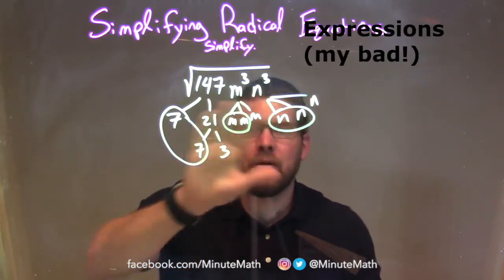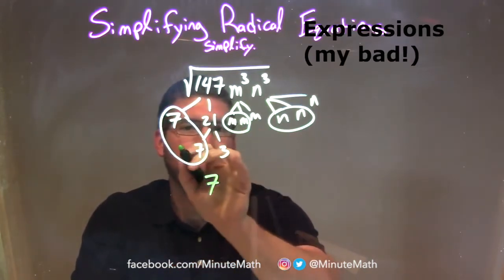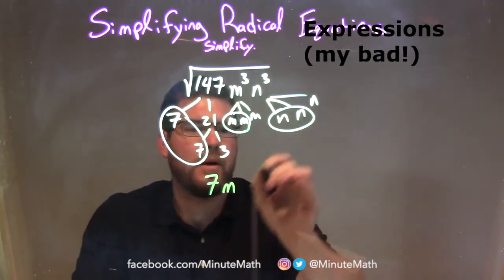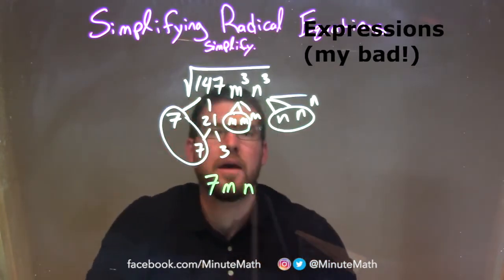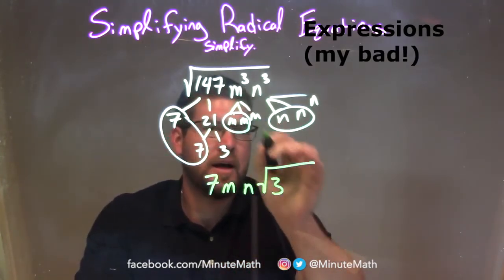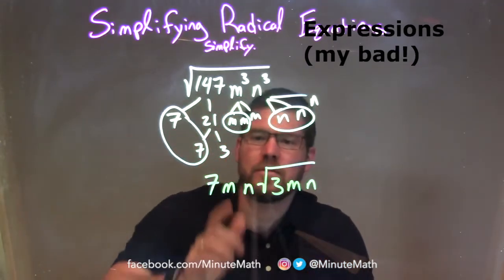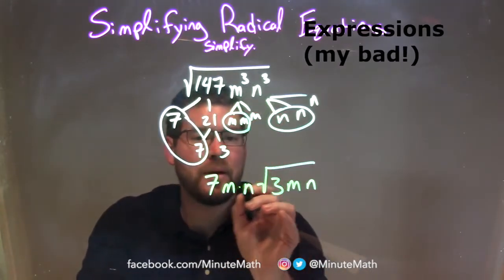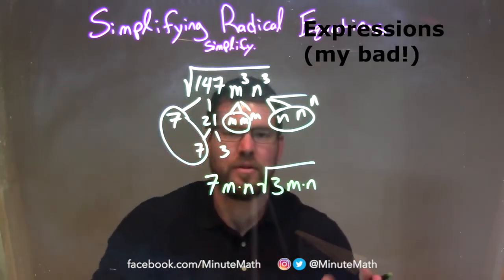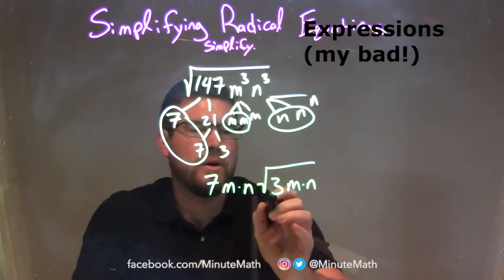So when I circle my pairs, I go to the outside here. Outside of the square root, I have my 7 there. I have a pair of 7's represented by one 7 right here, a pair of m's represented by this one m, and a pair of n's by that n right there. Then on the inside of the square root, I'm left with all the singles: the 3 times that single m right there, times this single n right there. I like to give myself a little extra space. Maybe put a multiplication sign there to make it not look like a cursive m. Anyway, our final answer is 7mn times the square root of 3mn.